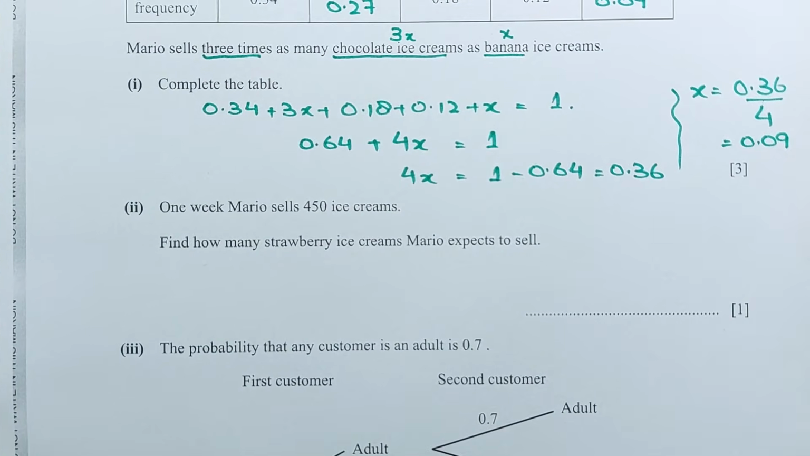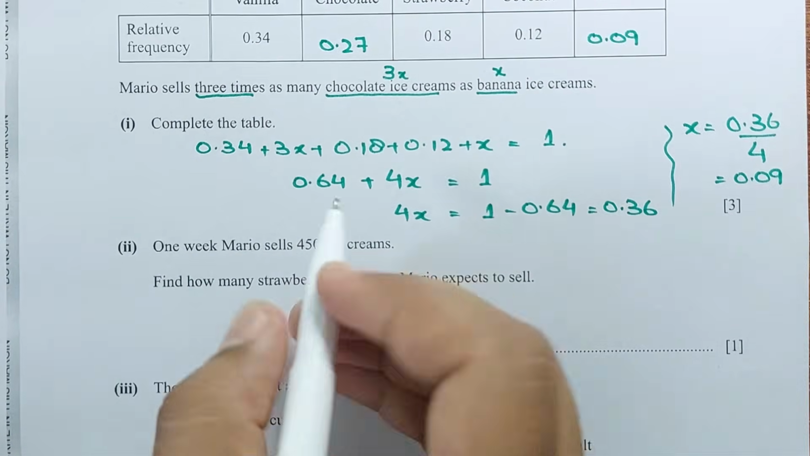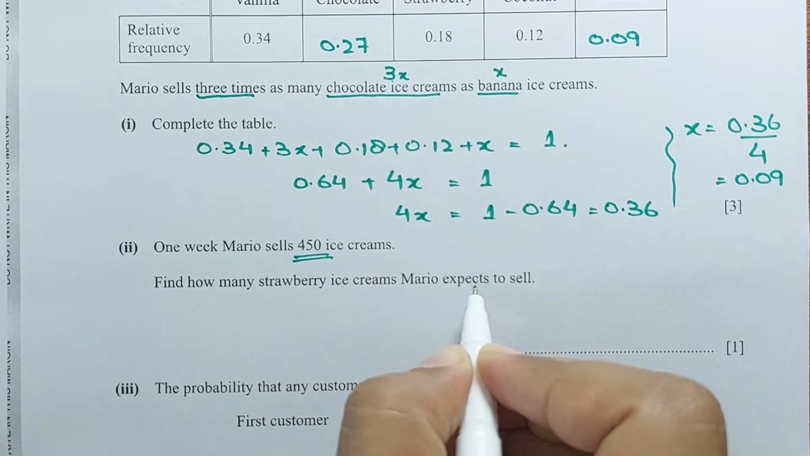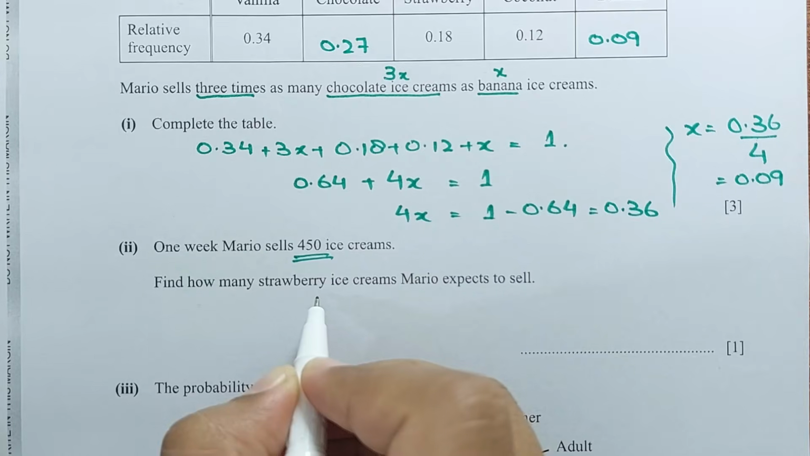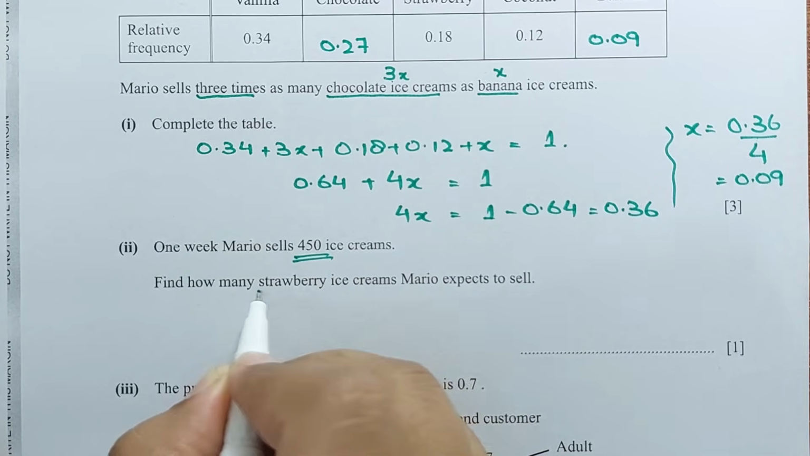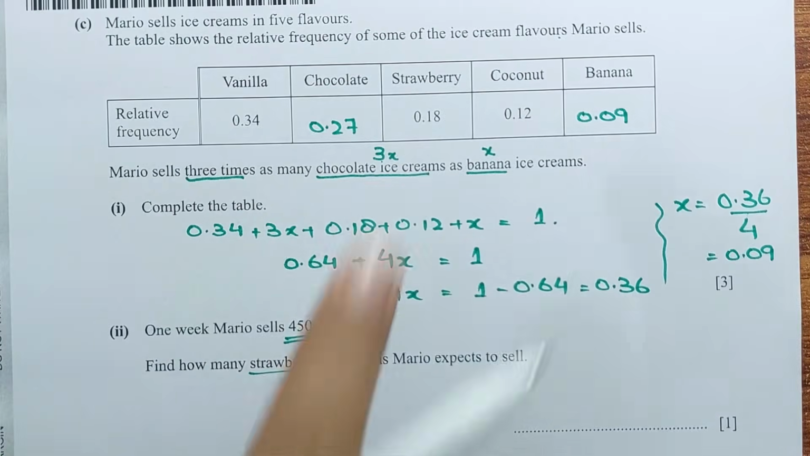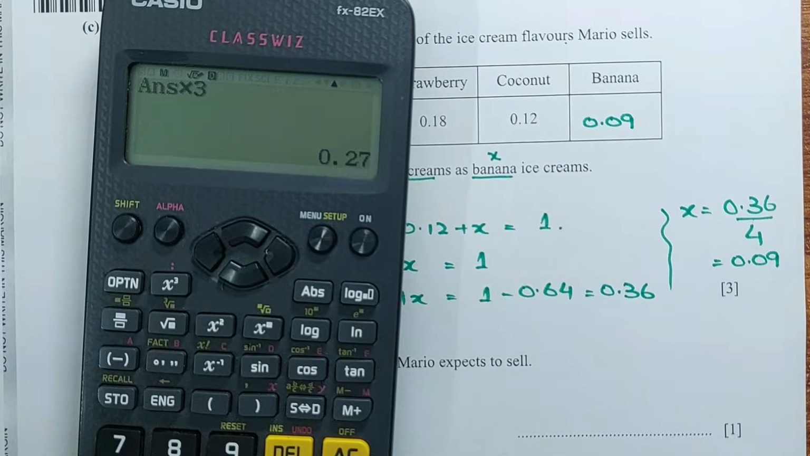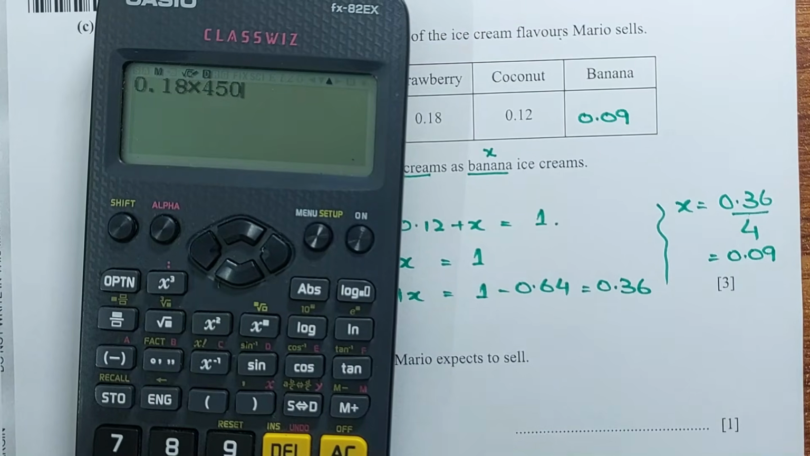Second part, in 1 week Mario sells 450 ice creams. Find how many strawberry ice creams Mario expects to sell. Okay, strawberry ice creams are this much: 0.18 multiplied by 450. 0.18 times 450, that is 81 ice creams are strawberry.